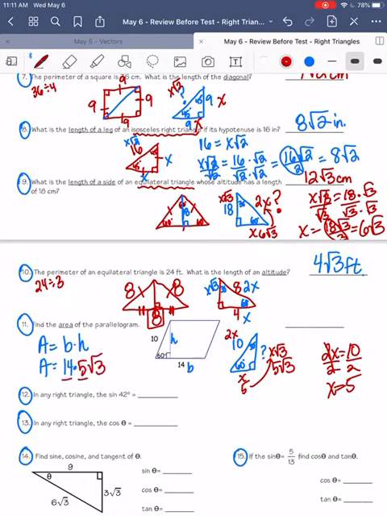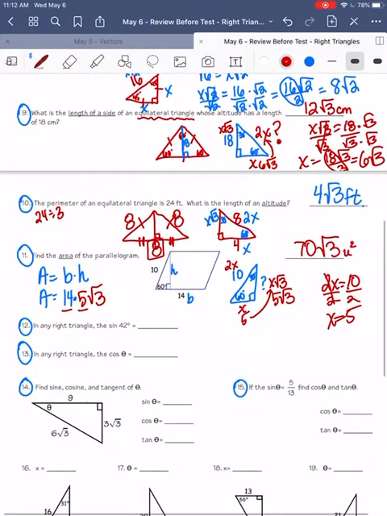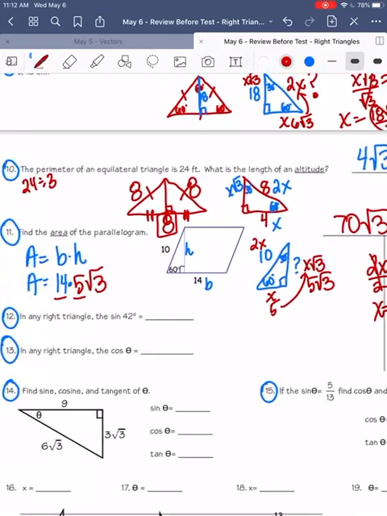And so now I'm going to times the 14 and the 5, and 14 times 5 gives me 70 root 3, and then we didn't have a unit, so I'm just going to put a u and then squared because it's area. Okay?